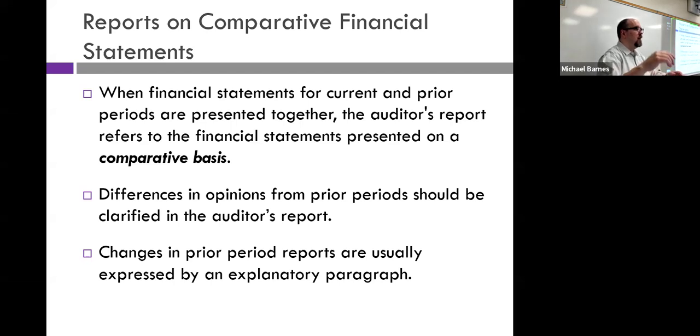Okay, here's the income statement, 2025, 2024, 2023. That is pretty much standard for reporting. Now the question comes up, what happens if there's differences in opinions from the previous period and the current period?